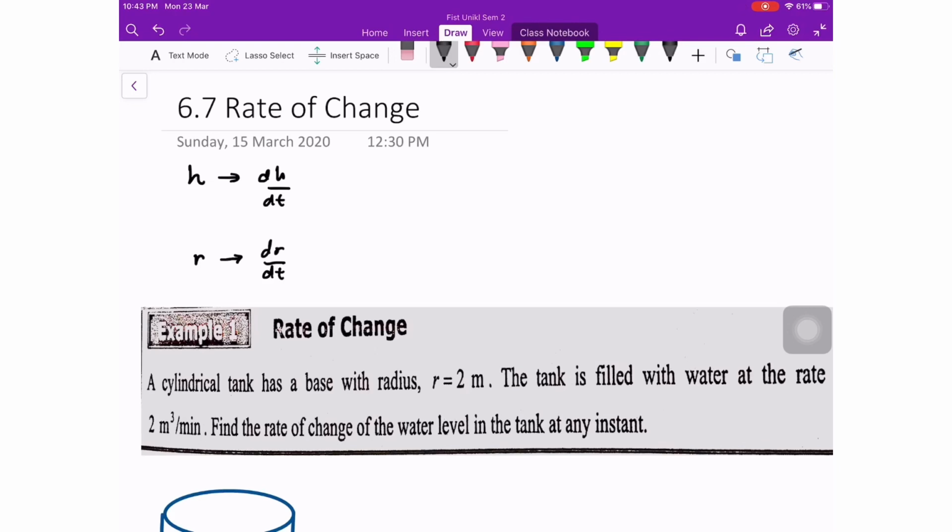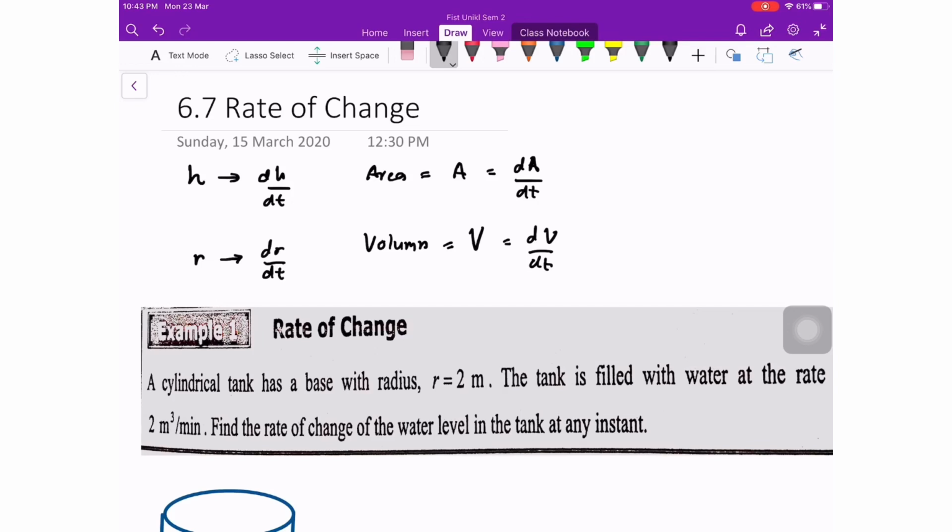And we also have a case of area, okay, which is denoted by A, dan jika kita ingin melihat kadar perubahan area terhadap masa, juga kita akan tulis dA over dt. And also we have a volume cases, okay, which is denoted by V, volume. Dan untuk kita tengok perubahan volume terhadap masa, kita akan tulis dV over dt, ataupun kita baca dia sebagai we differentiate V with respect to t, right?